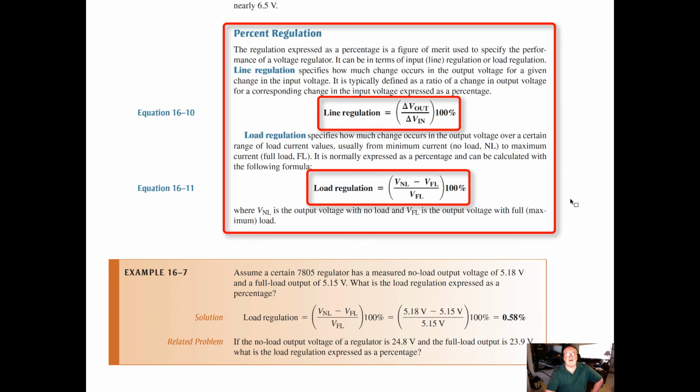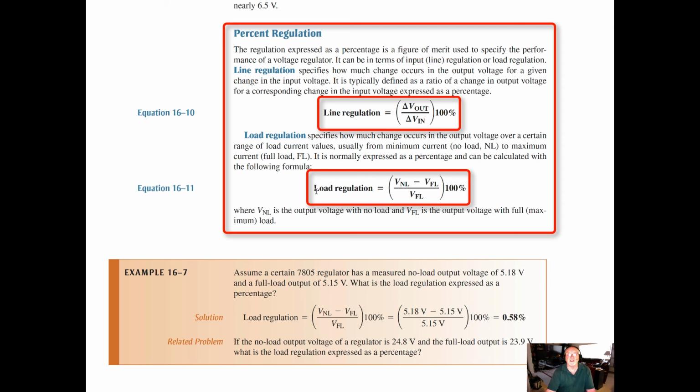Percent regulation. The regulation expressed as a percentage is a feature of merit used to specify the performance of a voltage regulator. It can be in terms of input line regulation or load regulation. So line regulation is equal to delta V out over delta V in, that's just the change in the voltages, times 100%.